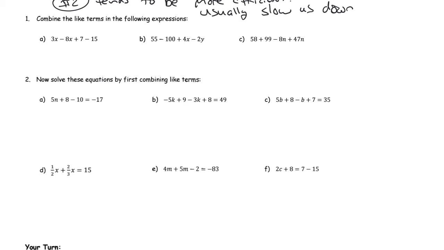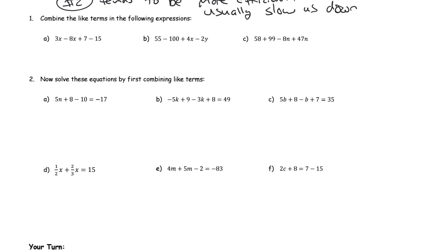Okay, so our first question here says, just combine the like terms in the following expressions. So we're not even solving in this case here. We're just putting together the like terms here. So when I look at the first one, 3x minus 8x plus 7 minus 15.